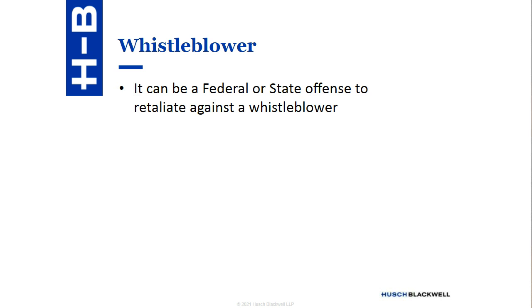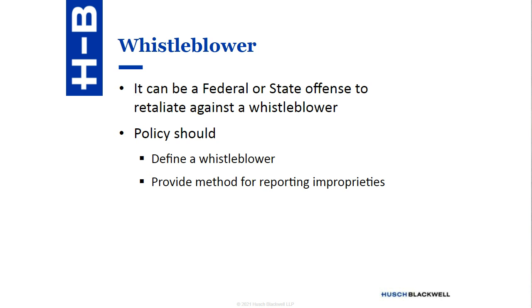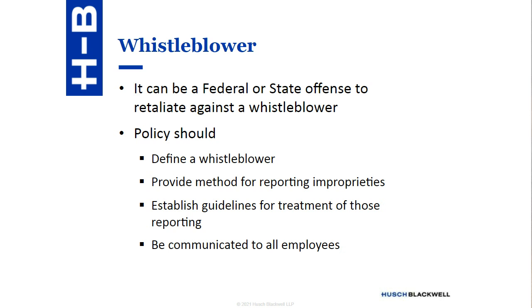The policy should define what a whistleblower is, provide a method for reporting improprieties, obviously not to the person accused. If there is a person designated and that designated person happens to be the accused, then the policy ought to provide for an alternative designated individual to report the impropriety. They should establish guidelines for treatment of those reporting, obviously some confidentiality and protection from being terminated. And in order for them to be effective, they need to be communicated to all employees.